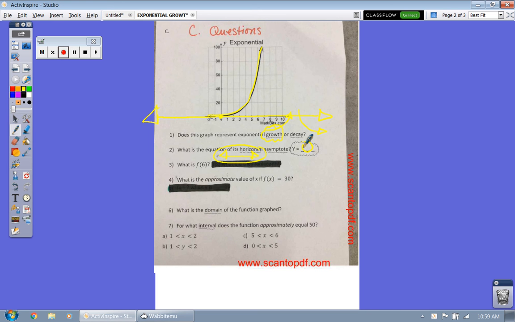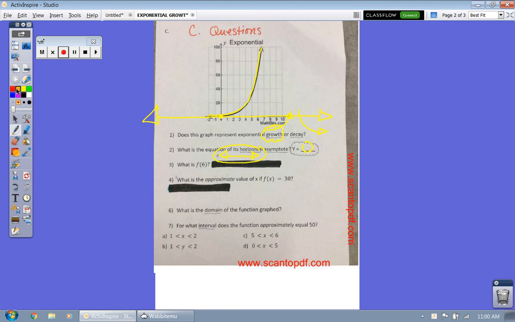Now, if that's kind of confusing, and you want to keep it kid-friendly, pretend like the asymptote is where the graph starts, but it never touches. So this graph starts at 0, but it never touches 0. It's going to be above it. It'll be any number greater than 0, but not including it.